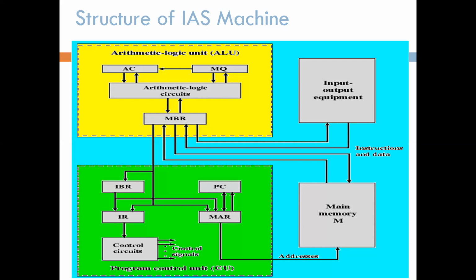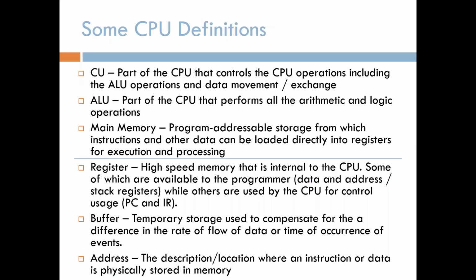And then wherever you see buff or B, it's called a buffer. That's a temporary storage, and it's just used, as with any buffer, as temporary storage to compensate for the difference in the timing of the occurrence of events. And then finally, addressing. Well, you all should know what an address is. It's just the description of the location of an instruction. So that's that part of it.